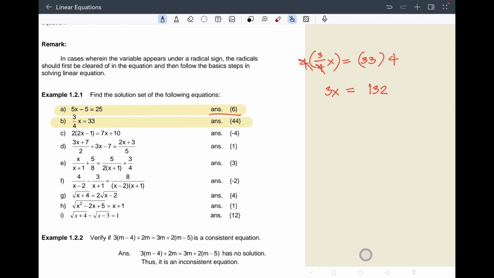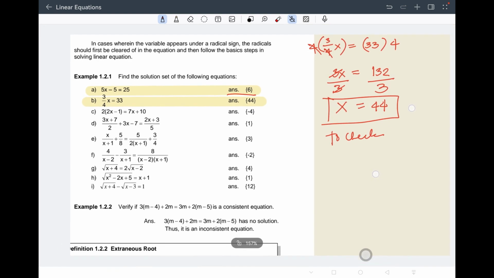And then again, eliminating the numerical coefficient on the left side, we divide this by 3. We divide also the right side of the equation by 3. So the answer will be 44. Okay, so again, let us try to check.